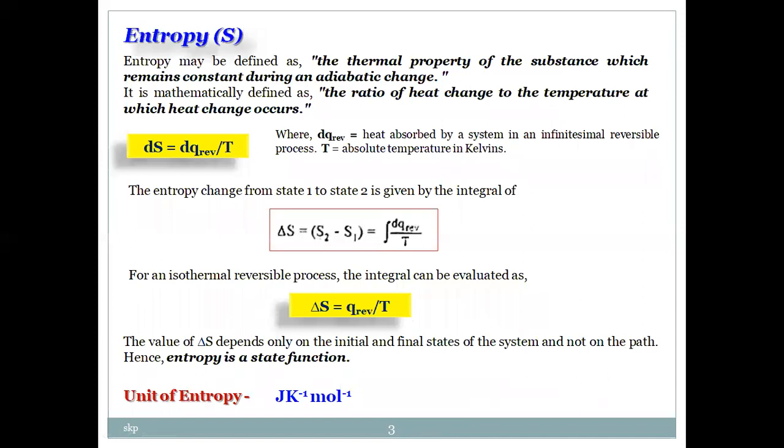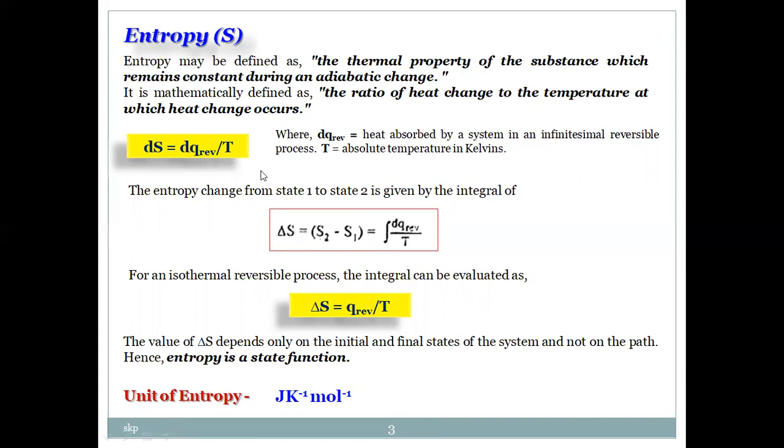It may be defined as the thermal property of a substance which remains constant during an adiabatic change. Mathematically, it is defined as the ratio of heat change to the temperature at which the heat change occurs. That is, dq reversible divided by T, where T indicates the temperature and dq indicates the heat change. The change in entropy dS is given by dq reversible by T. dq reversible indicates heat absorbed by a system in an infinitesimal reversible process, and T is the absolute temperature in kelvins.